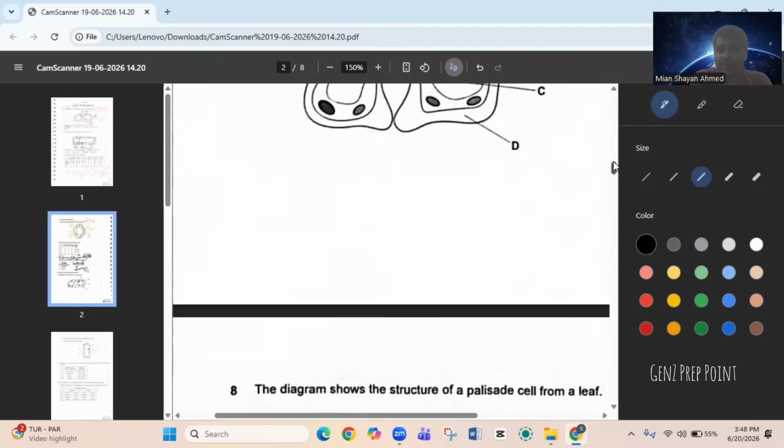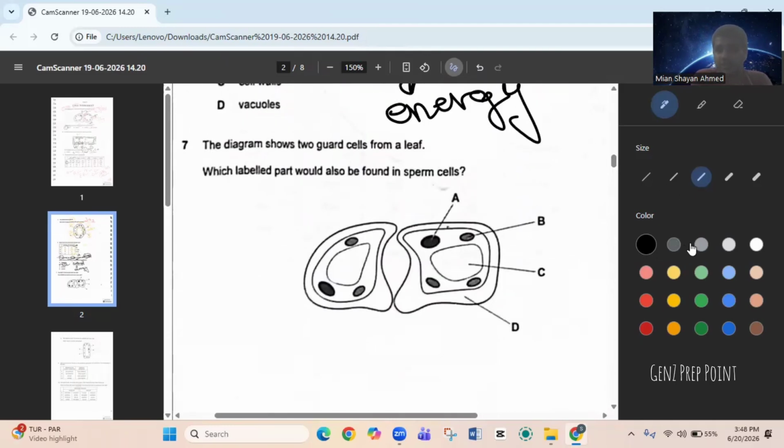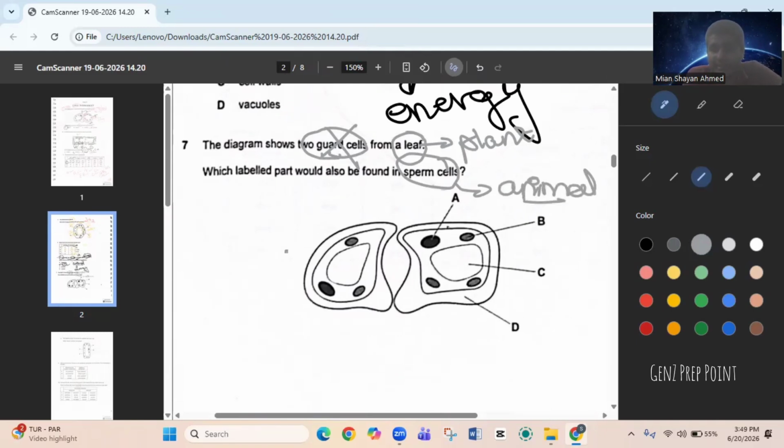If we move on to the seventh question, this is a similar question. The diagram shows two guard cells. Again, we don't have to study these guard cells, whatever cells they are. It's a leaf. A leaf is part of a plant, so it's again a plant cell. Which labeled part would also be found in a sperm cell? You just have to memorize that the sperm cell is an animal cell. That's it at your stage. It's an animal cell. So animal cells have mitochondria, nucleus, cytoplasm, and cell membrane.